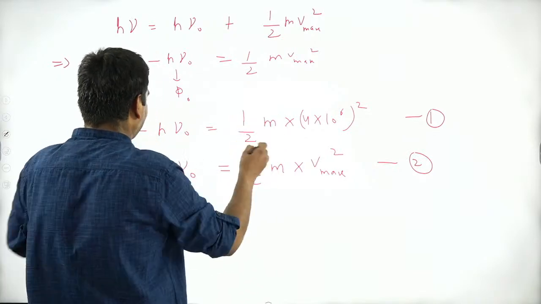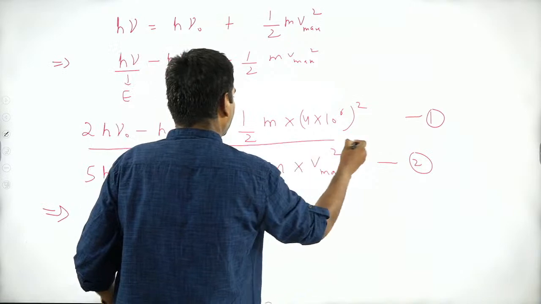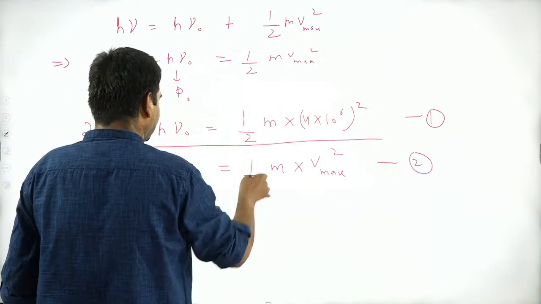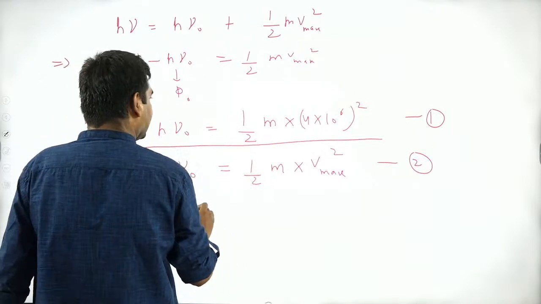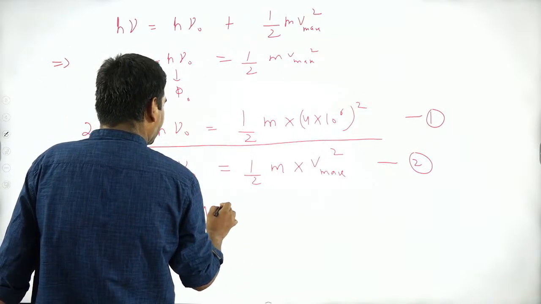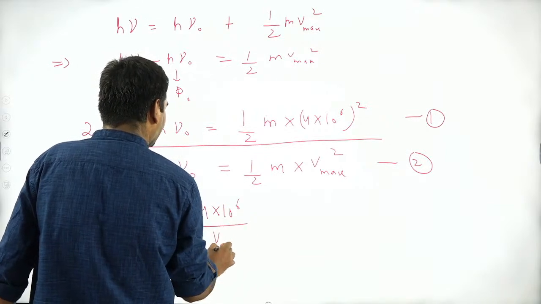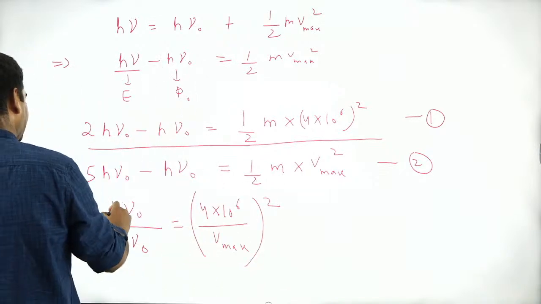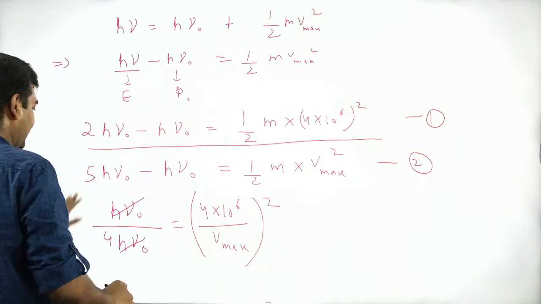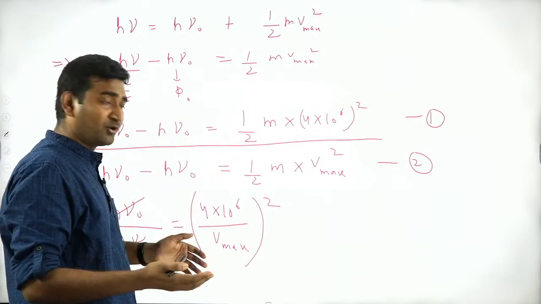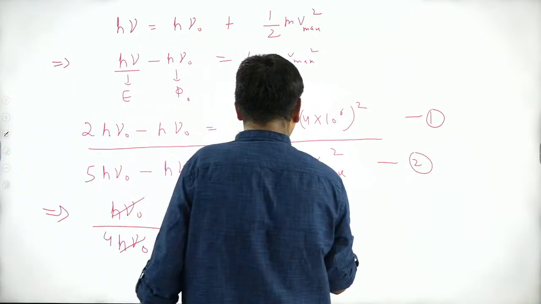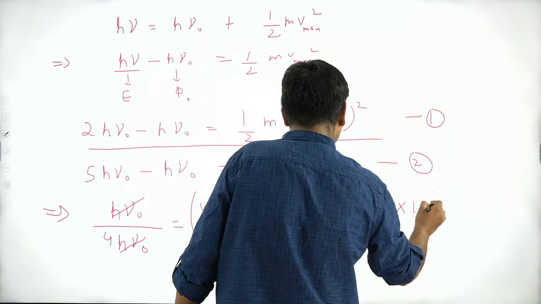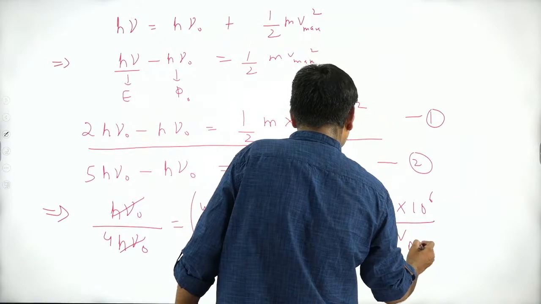Half m will get cancelled if I divide, and you can simply write like here also 1 by 2, right? So this will be cancelling each other. So I will be left with the 4 into 10 power 6 divided by V max whole square. This also h nu naught will get cancelled. So it is 1 by 4, and if I take the square root of it, it will become 1 by 2. So this will become 1 by 2 is equal to 4 into 10 power 6 by V max.